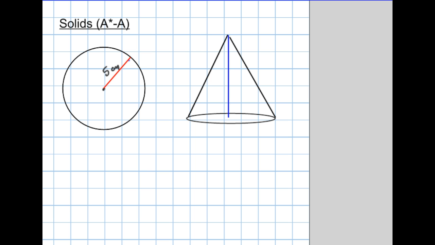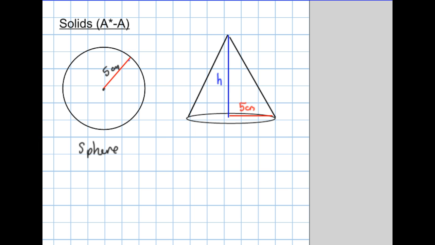Let's say we have a sphere here. Let's make it a sphere of plasticine. And somebody wants to make a cone. They want to make a cone out of that same amount, using every bit of plasticine. And the cone is going to have the same radius, that is 5 centimeters, and they want to work out what height the cone would be.